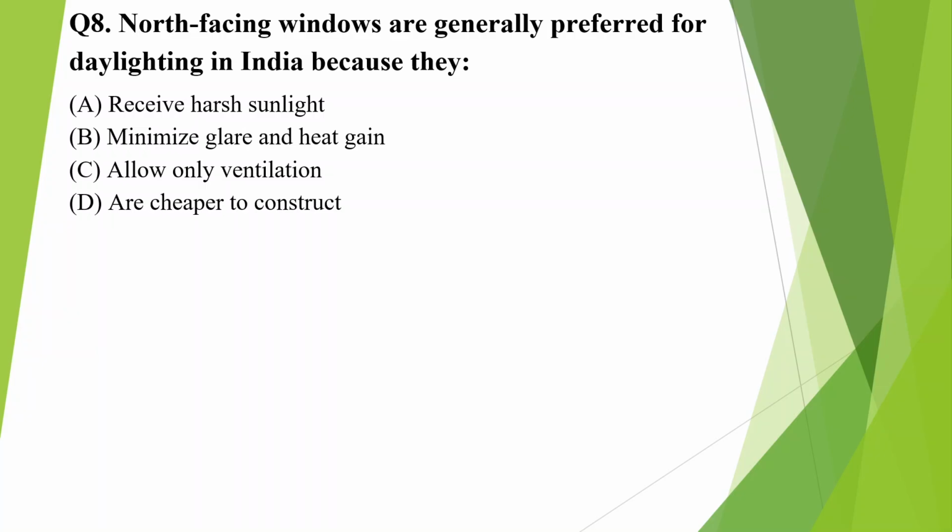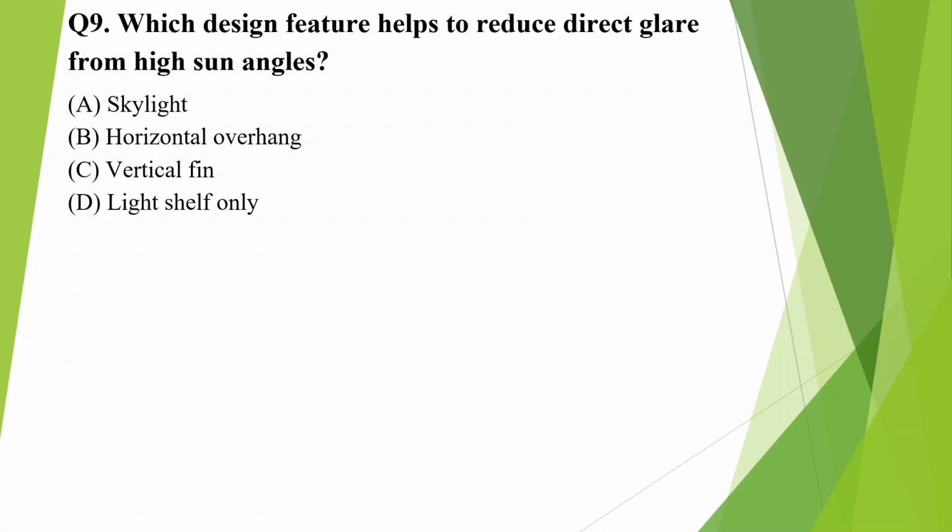Following a similar question, the ninth question, which I was just discussing with you all, says that horizontal overhangs are preferred for minimizing high solar angle, heat gain or glare. Both the questions are interlinked. That's why, when I was explaining the 8th question, I hope you were able to get the ninth answer correctly. The correct answer for both ninth and 8th is option B.